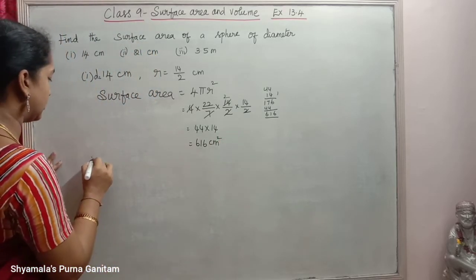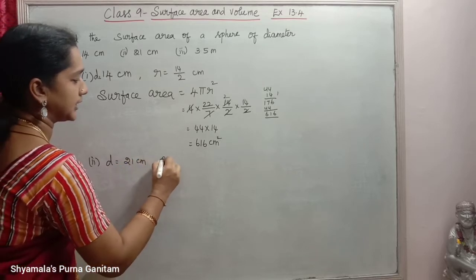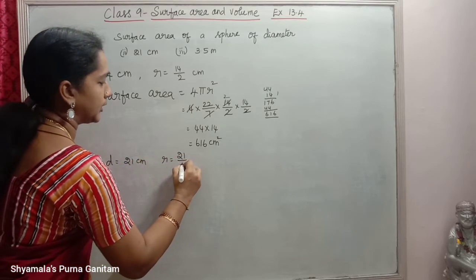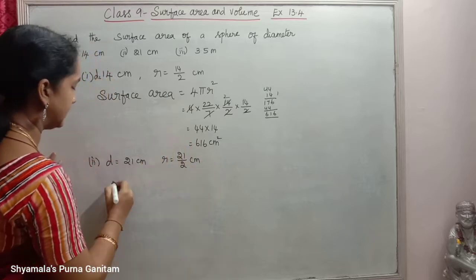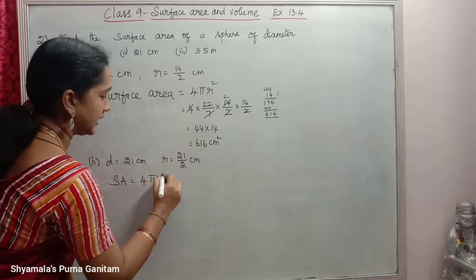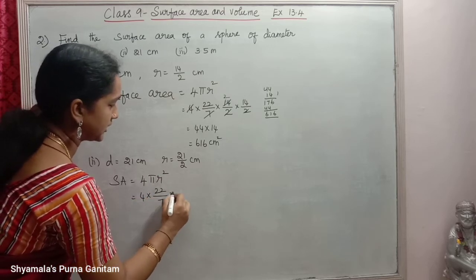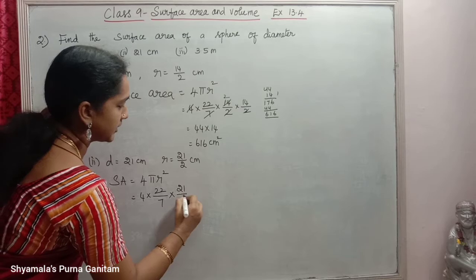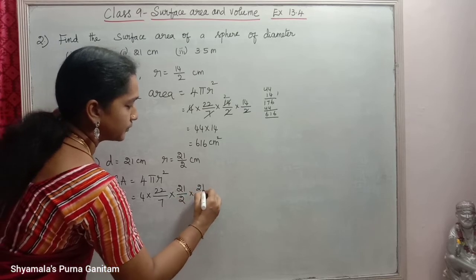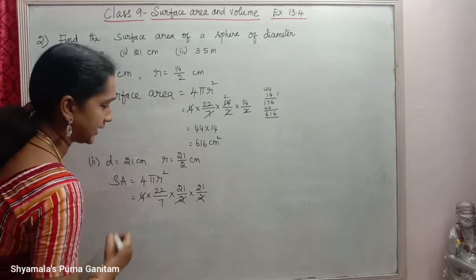Then the second one: diameter is given as 21 centimeter. So radius is equal to 21 by 2 centimeter. So surface area is equal to 4 pi r square. So that is 4 into 22 by 7 into r, which is given as 21 by 2. That is the radius. Okay. So 2 2s are 4, will get cancelled.